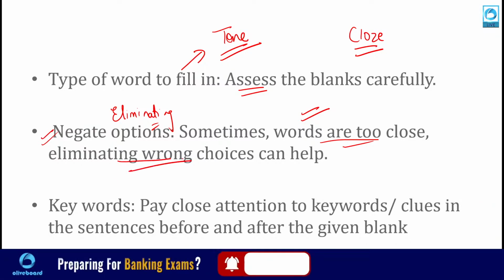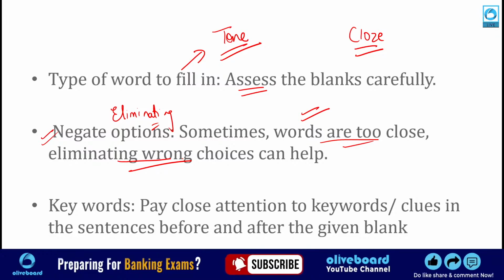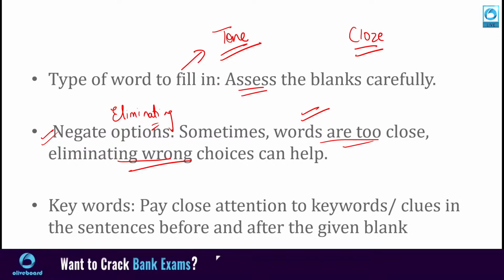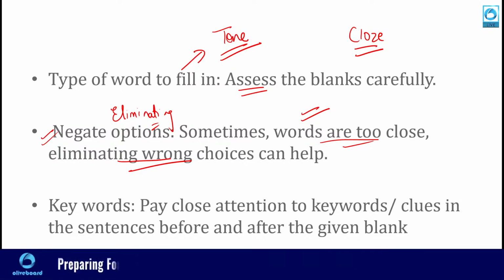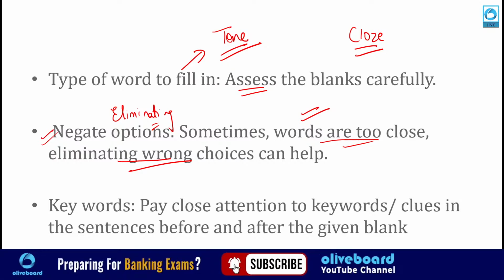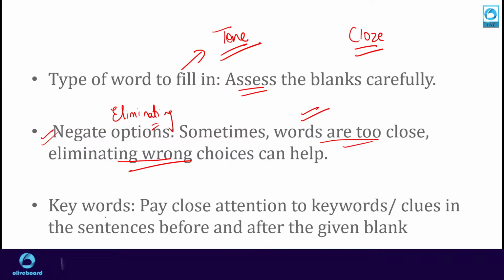Eliminating options. First of all, if 5 options are there, eliminate 2, 3 that are completely far-fetched or that are not at all related to the blank. Try to eliminate those options first. Eliminate them first. Then, among the ones that seem possible, try to check everything: grammar, meaning, tone, everything. Okay.